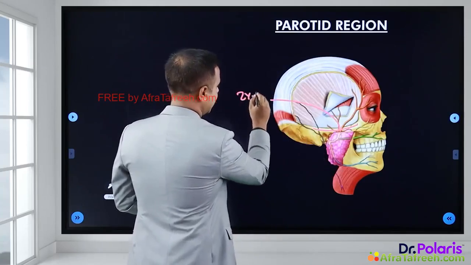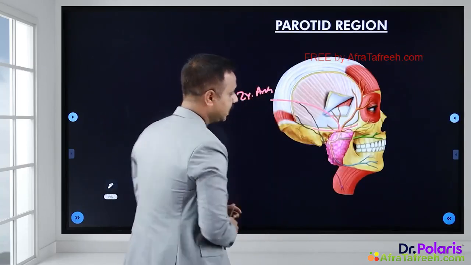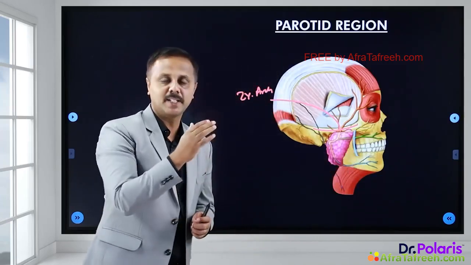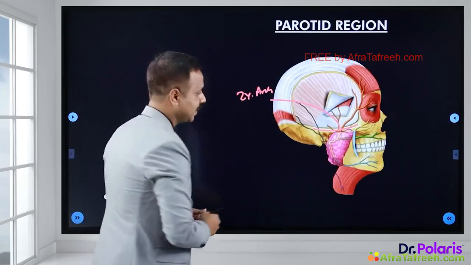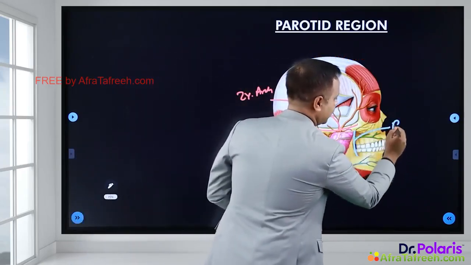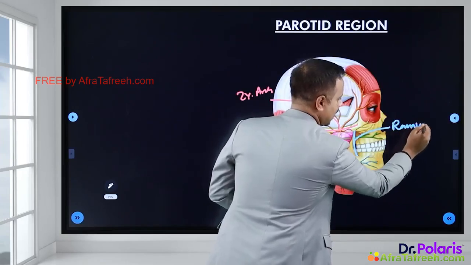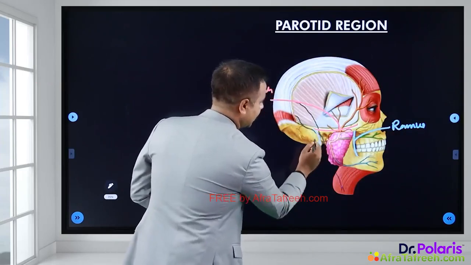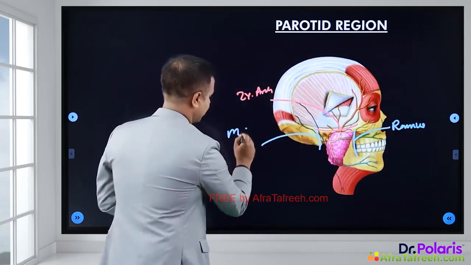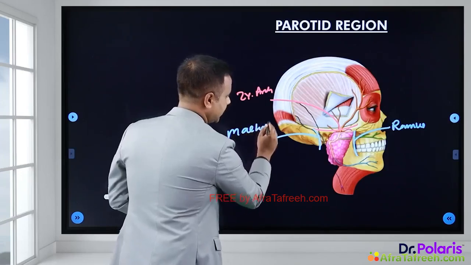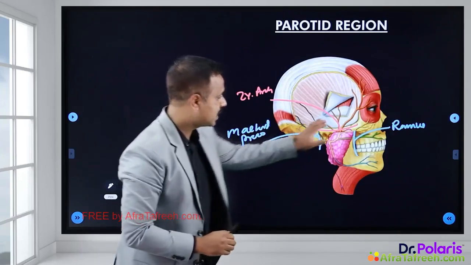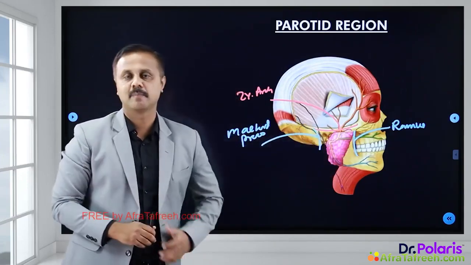The zygomatic arch. Then anteriorly we have the ramus of the mandible, which is covered by the anterior border of the masseter muscle. So here we have the ramus, and the ramus is covered by the masseter muscle. Posteriorly we have what? This is the mastoid process. This is how the parotid region is bounded.